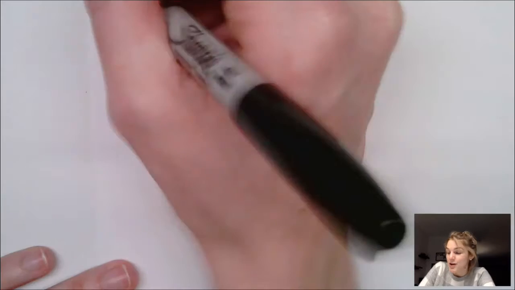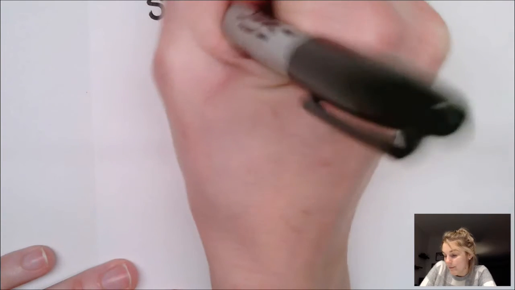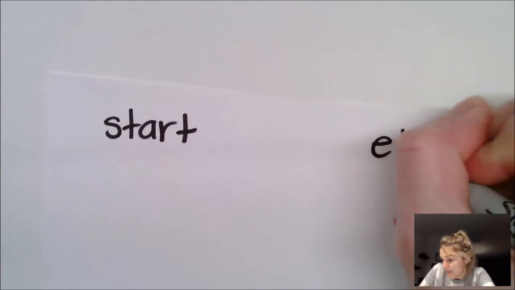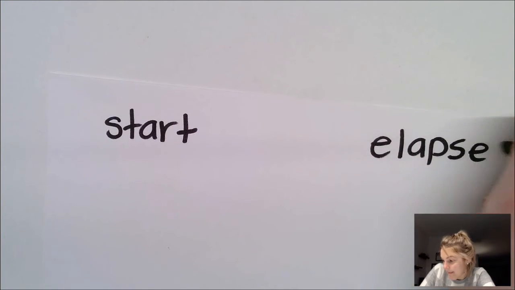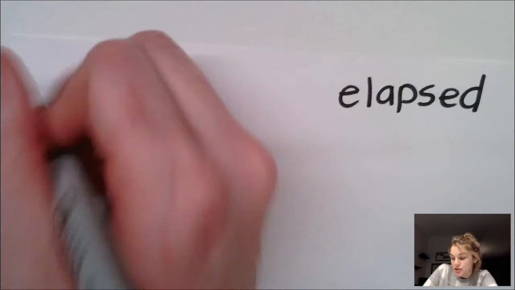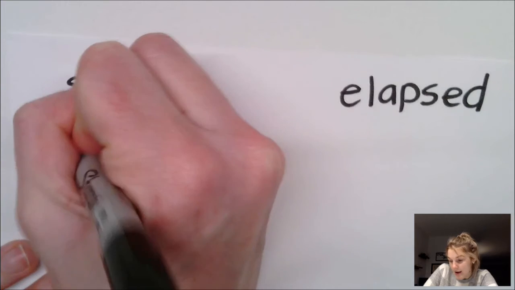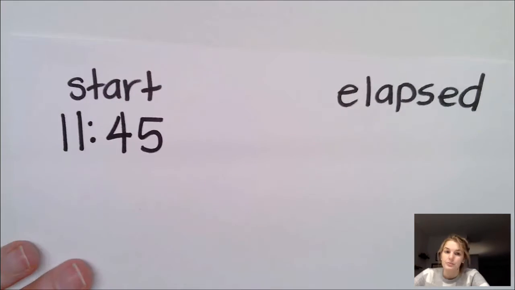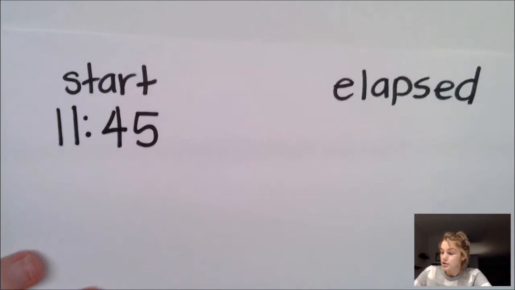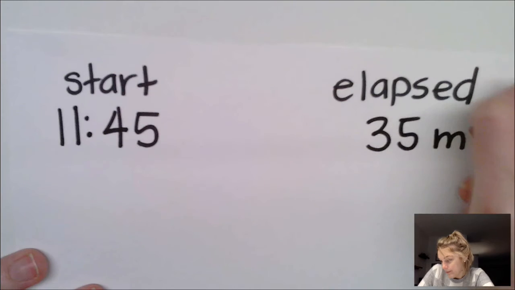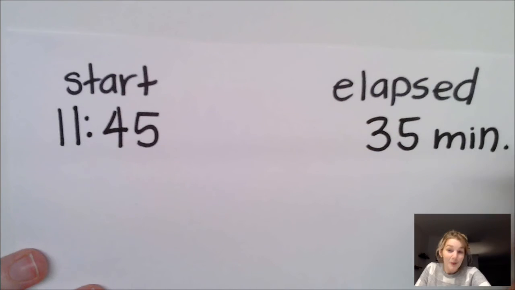Now, let's say that they tell me a start time and they tell me an elapsed time. So let's say that we know that lunchtime starts at 11:45. And I know that lunch is, let's say it's 35 minutes long. It's not, but let's pretend it is.